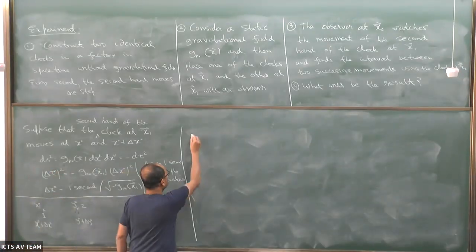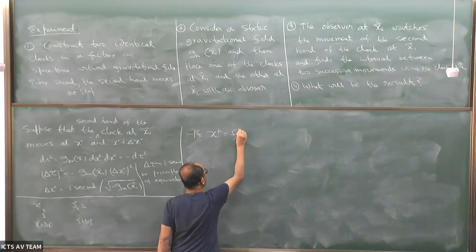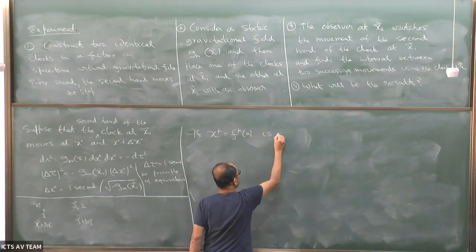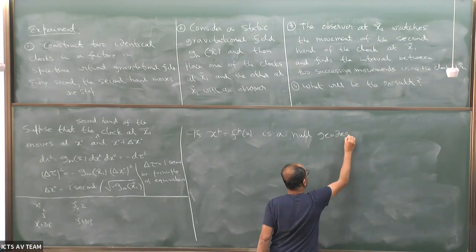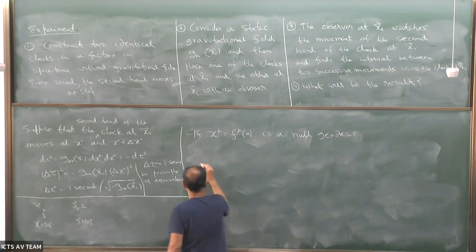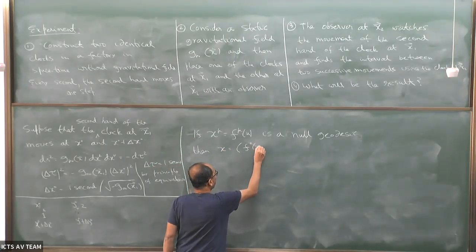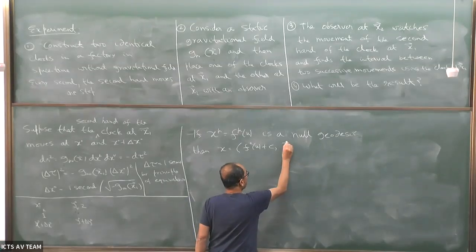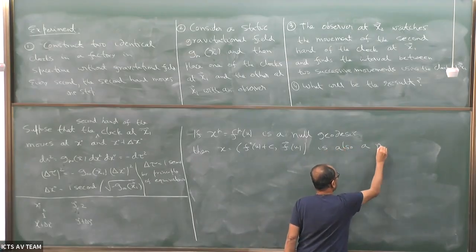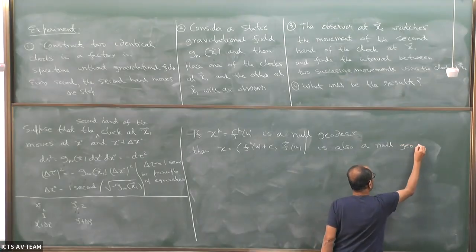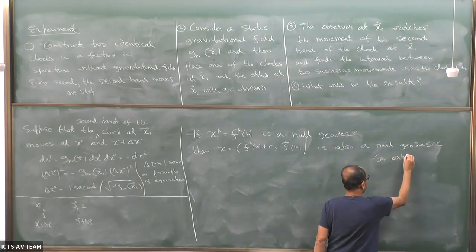So the point is that if x^μ equal to f^μ(u) is a null geodesic, then x equal to f0(u) plus c and f(u) is also a null geodesic for arbitrary constant c.